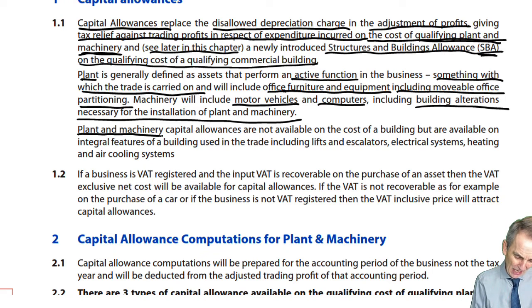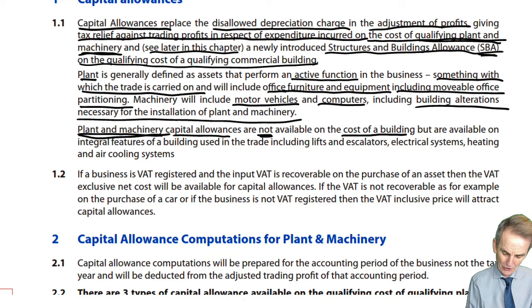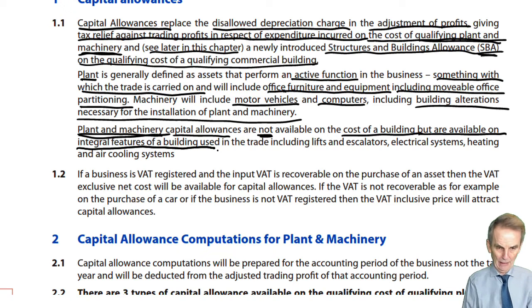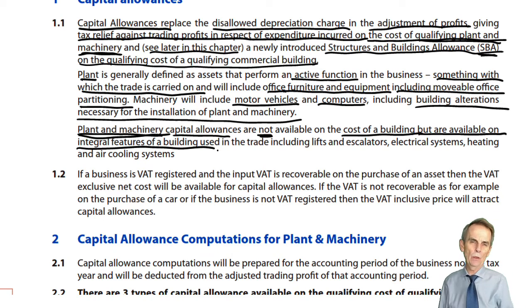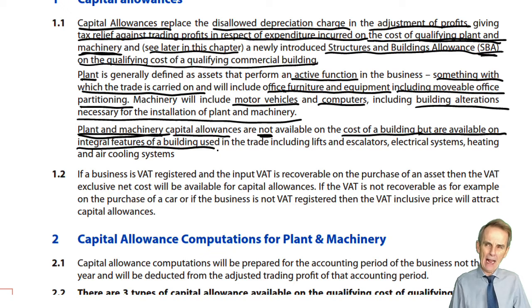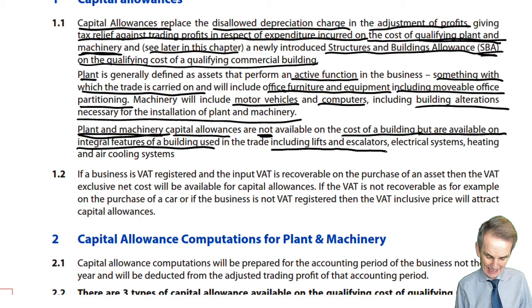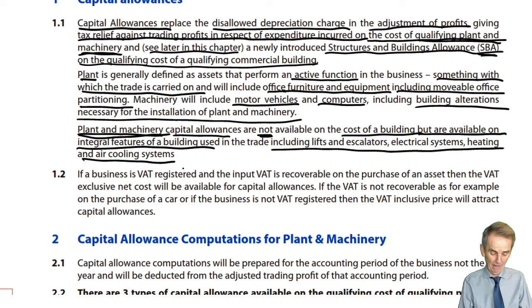The plant and machinery capital allowances are not available on the cost of a building, but are available on integral features of a building. Again, there's a list of these that we will see a little bit later, where they have special rules in relation to what capital allowances are available. They would include things like lifts and escalators, electrical systems, heating, and air cooling systems. So again, that is plant and machinery as compared to the building.